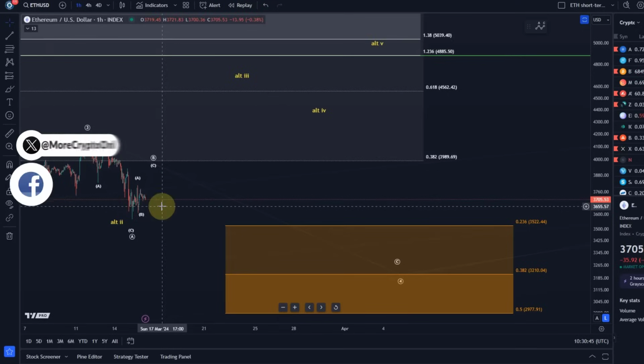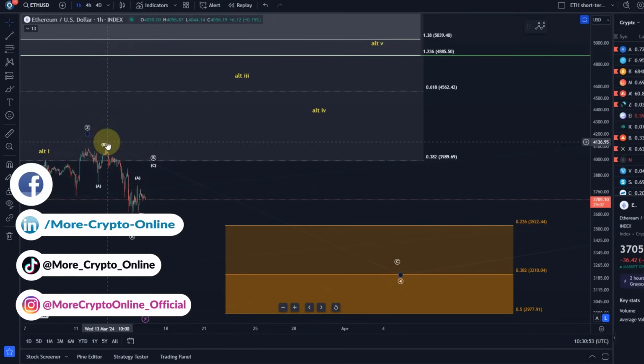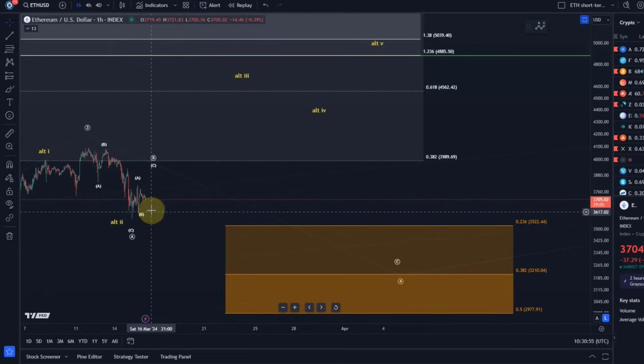The Ethereum chart hasn't really moved much since yesterday. I mentioned yesterday that Ether might be working on this B wave over the weekend. At the moment, it seems like it plans to do that. We're going to take a look at the microstructure in this video. Let's talk about the different potentials that we have here on the chart.